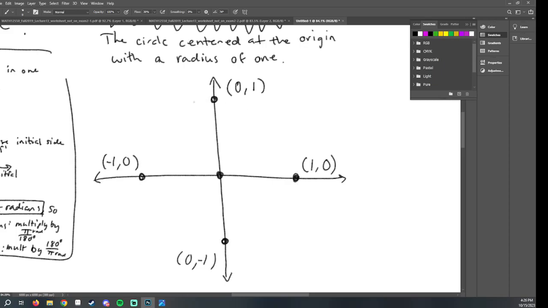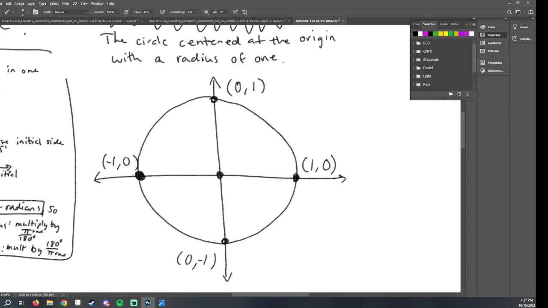Let me see if I can get something a little bit nicer than that. The problem is I have to go fast on this tablet or it gets really wiggly. Sure, we'll go with that. So here is our unit circle, our lovely, lovely unit circle. This should really actually touch. Okay.